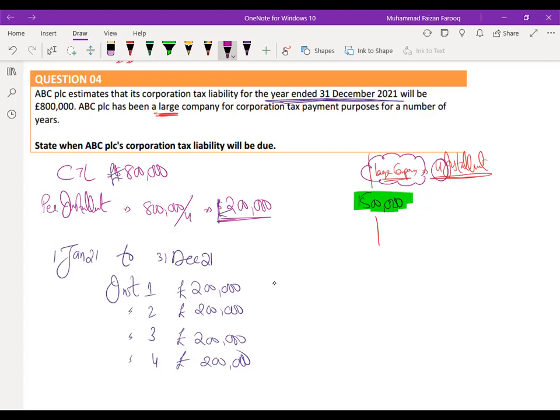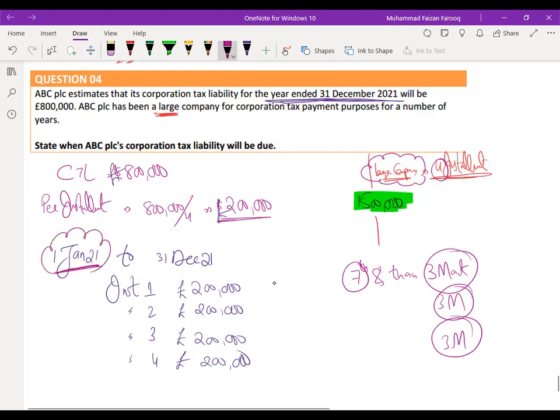Now, the dates will be as follows. 7th month, and then 3 months, 3, and 3. What is this? 7333. Very carefully, it will start from the start of the year. The installment counting will start from the start of the year. Look, for the not large company, we started at the end of the year. But here, for a large company, it must start from the beginning of the year. And the first installment will be on the 7th month from the start of the year.